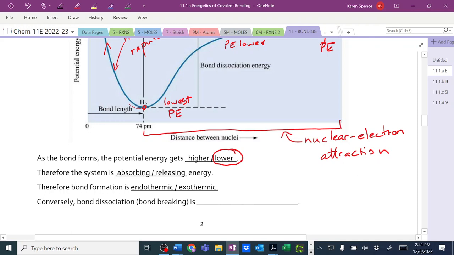All right, so the potential energy gets lower. What is happening? Is the system absorbing or releasing energy? Releasing. Therefore, bond formation is exothermic. Conversely, bond dissociation or bond breaking is endothermic.